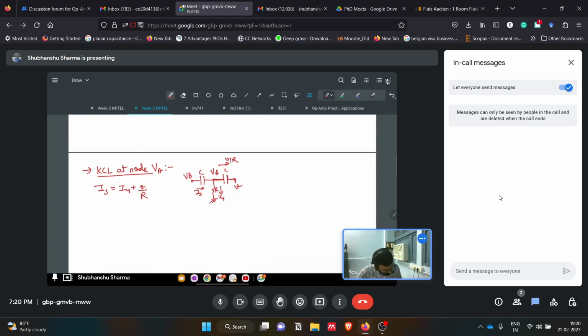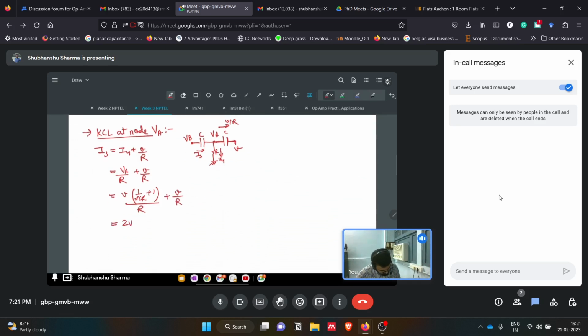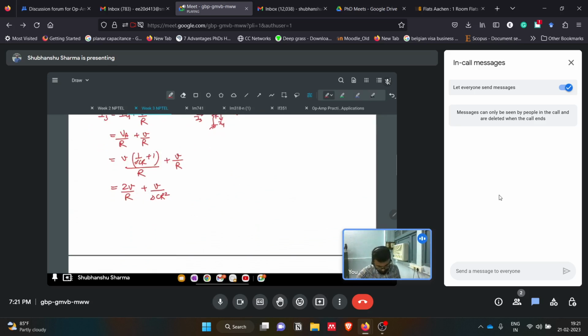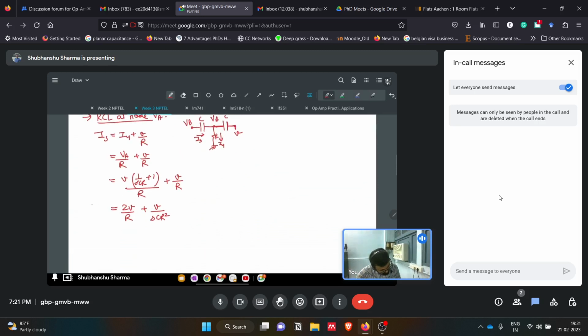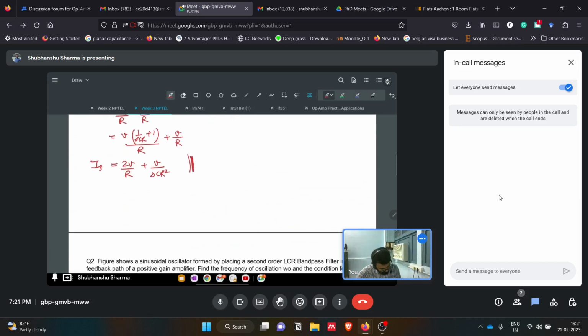Then what is I4? I4 is simply VA by R plus V by R. Then we have I3 as V into, we know VA from this equation. So we'll substitute that and we'll get 1 by SCR plus 1 by R plus V by R. So it is equal to 2V by R plus V by SCR square. Fine. So this we got I3 in terms of V. This is one equation, this is another equation.